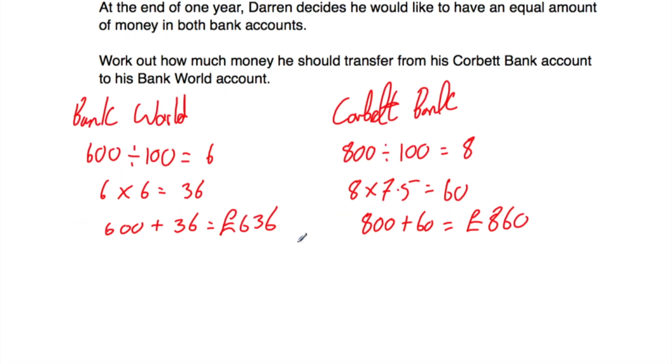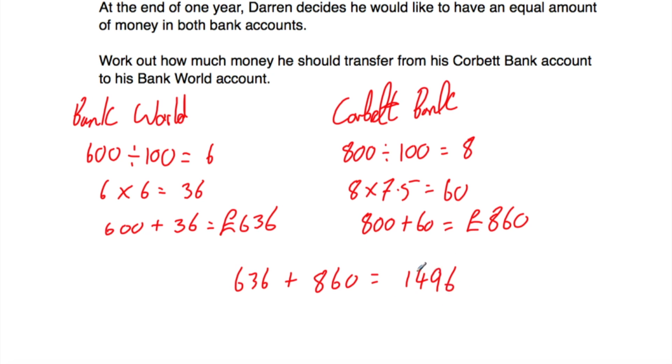So let's find how much money he has altogether. So let's take the £636 and add the £860 and see how much money he has altogether. And that's equal to £1,496. So that means that in his two bank accounts in total, he has £1,496.